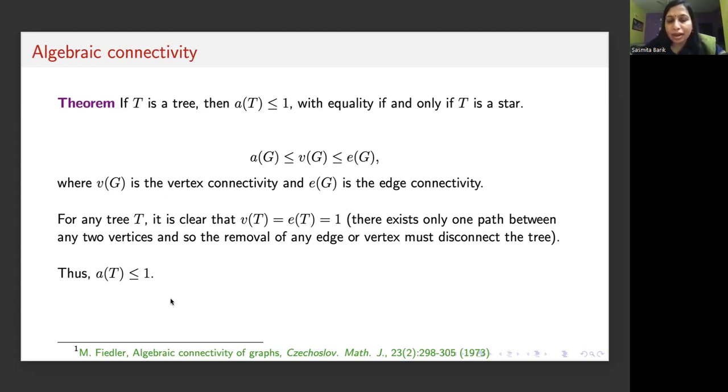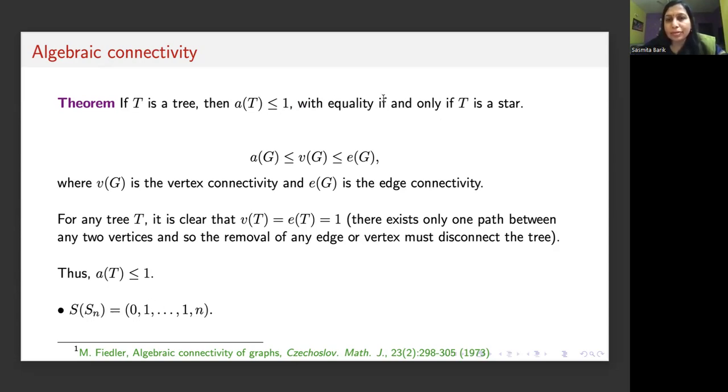And in the case of a star, the spectrum is 0, 1, 1, n. So for a star, it becomes 1. So it is exactly 1 when it is a star. Basically, when it is a star, we know the spectrum, so we can say that it's exactly 1. But I would like to ask you as homework that if it's not a star, then it is less than 1. So that is the converse part. If it's a star, then obviously it equals 1 because we know the spectrum.